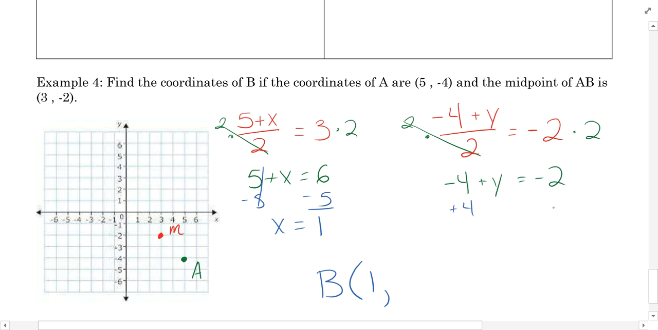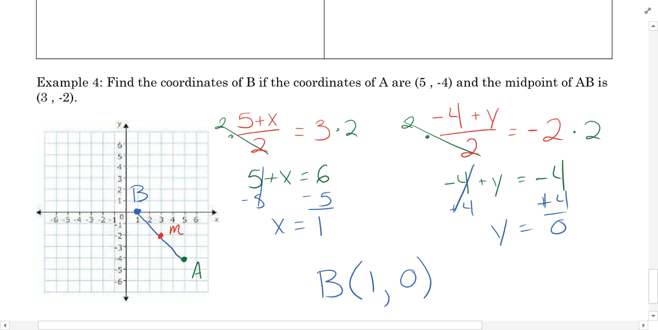And then I will add 4 to both sides. Oh, just kidding. -2 times 2 is -4. So I'm going to go ahead and add 4 to both sides, and I get that y is equal to 0. So the ordered pair for B is going to be at (1, 0).